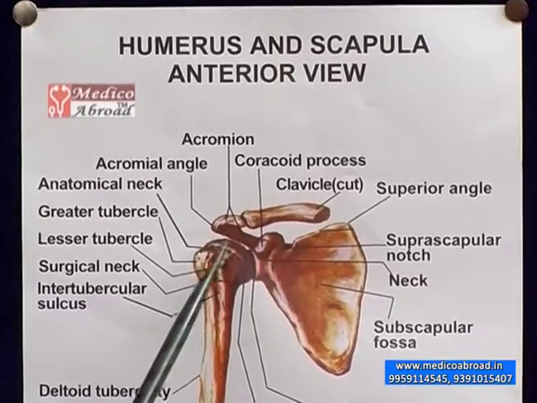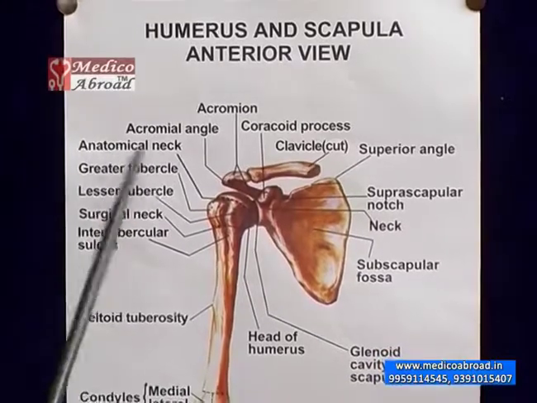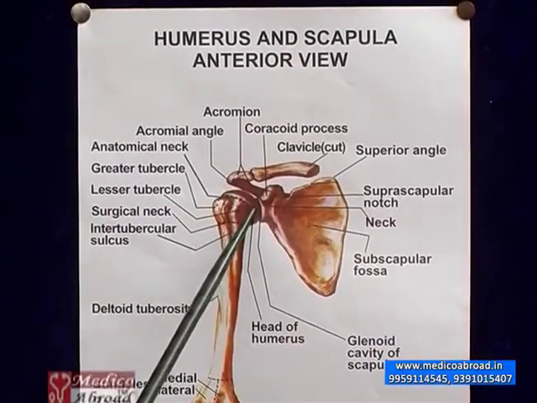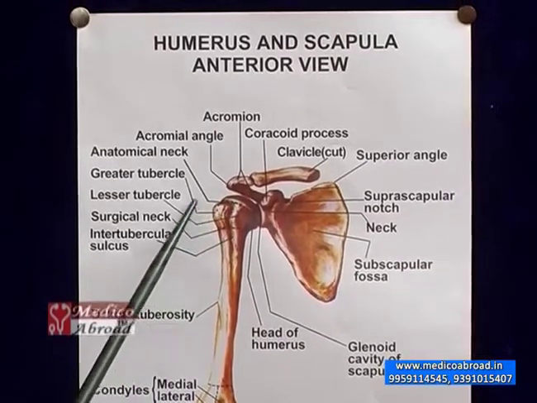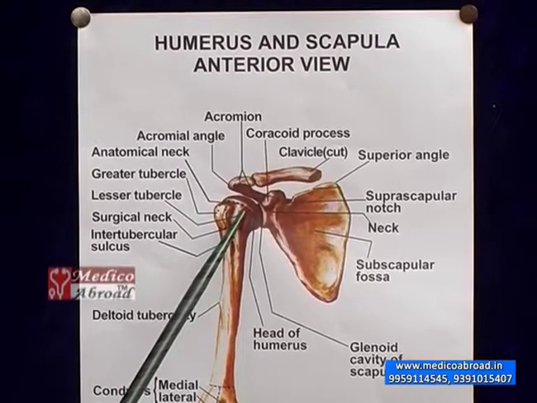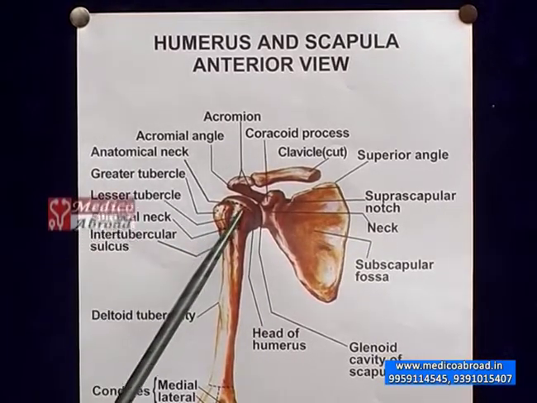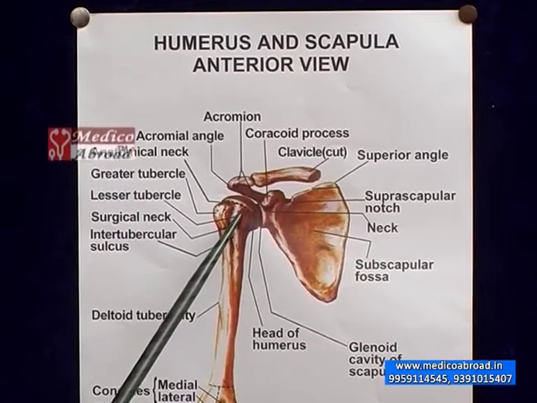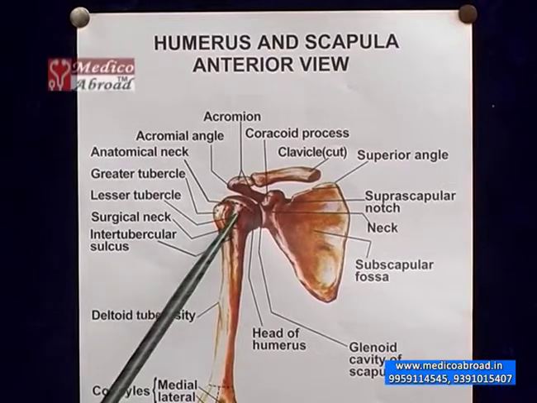Now coming towards the humerus, this is the head of the humerus, which is a convex shaped head. Just below the head is the anatomical neck of the humerus. Inferior to that, you will find the greater tubercle and the lesser tubercle. These are raised areas on the bone which give insertion to the muscles of the rotator cuff. Rotator cuff muscles insert at the greater and the lesser tubercle.